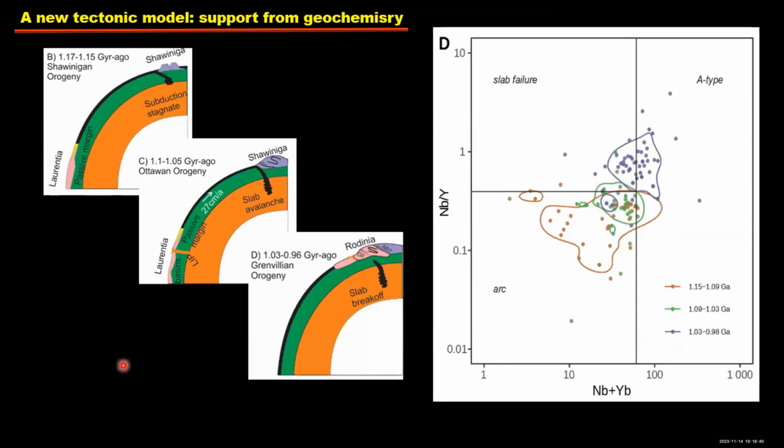This model is supported by geochemistry for rocks emplaced during the Grenvillian orogeny. So these are the felsic rocks. You can clearly see that there is a trend from arc to A-type granite between 1150 and 1030 Ma.